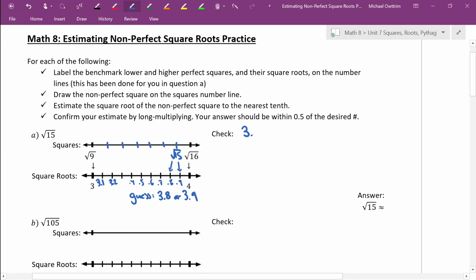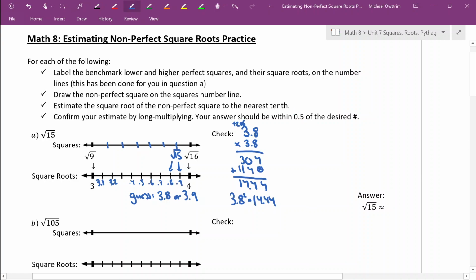So let's do our check. We want to square each of those numbers, which means multiply them by themselves, and we're hoping to get around 15. So 8 times 8 is 64, 8 times 3 is 24, plus 6 is 30. Placeholder 0, 3 times 8 is 24, 3 times 3 is 9, plus 2 is 11. So 3.8 squared is equal to 14.44. Now 14.44 is pretty close to 15, but it's not within 0.5 of 15.